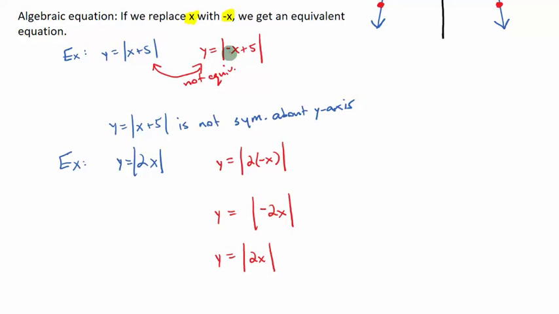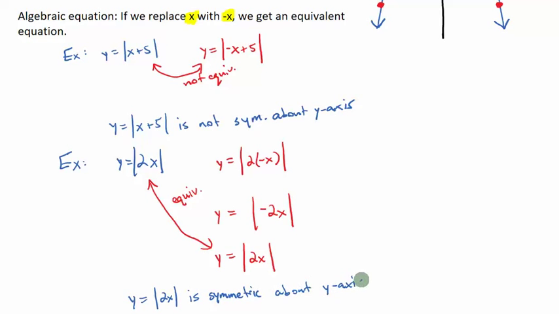You can't simplify addition inside absolute value, but you can simplify multiplication inside absolute value. And so what you can see is that these are equivalent. Thus, the equation y equals the absolute value of 2x is symmetric about the y-axis.